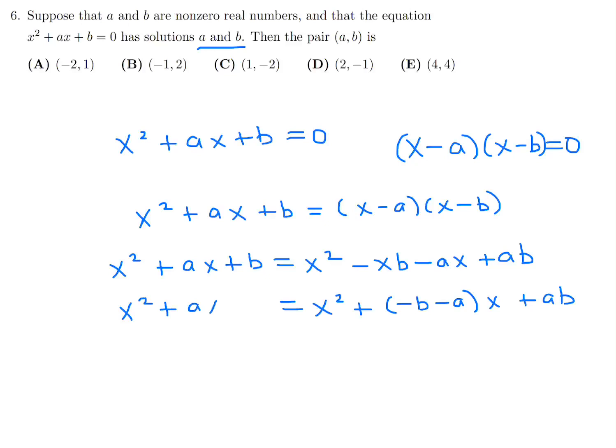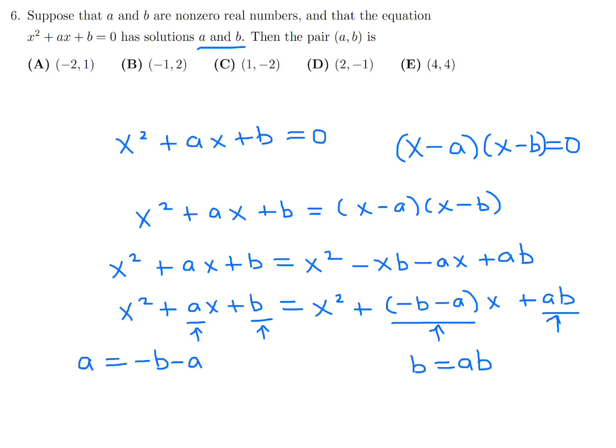And therefore, these coefficients have to match. So this one is the exact same as that, and this one is the exact same as that. All right? So essentially what that means is that a here is the same as that guy. a is the same as minus b minus a. And then this one is the same as that. So b is the same as ab.